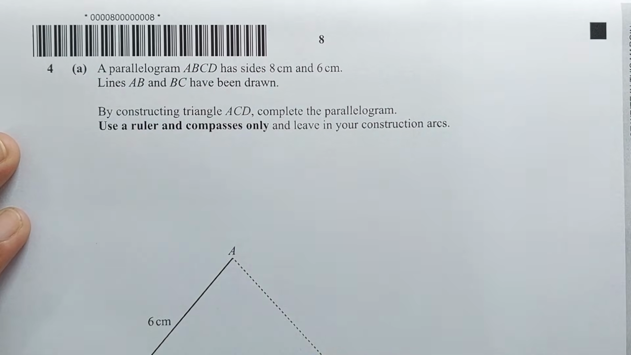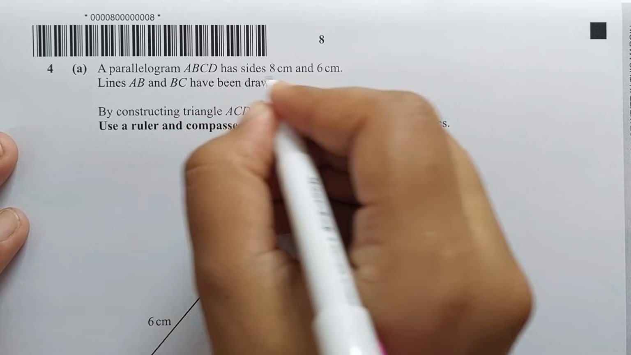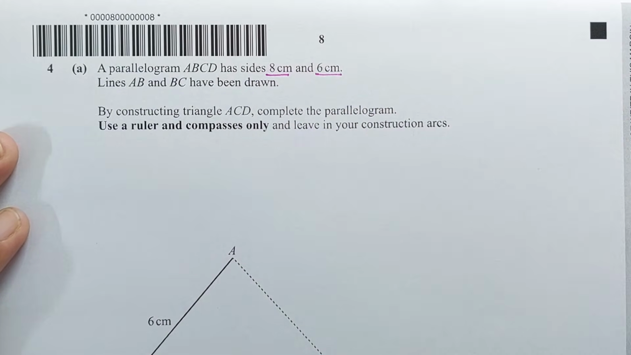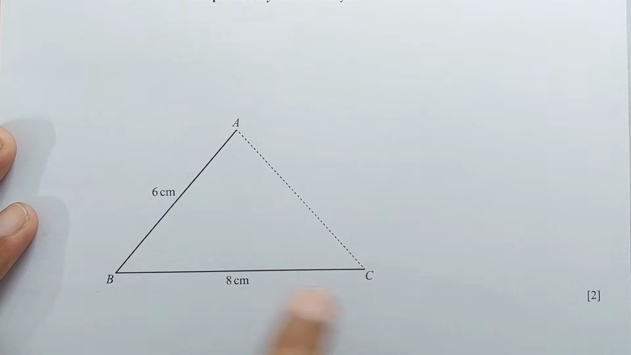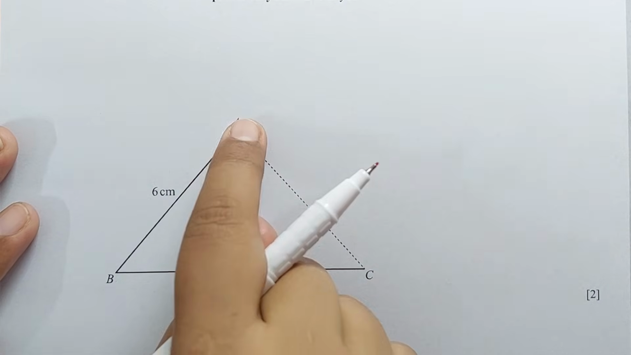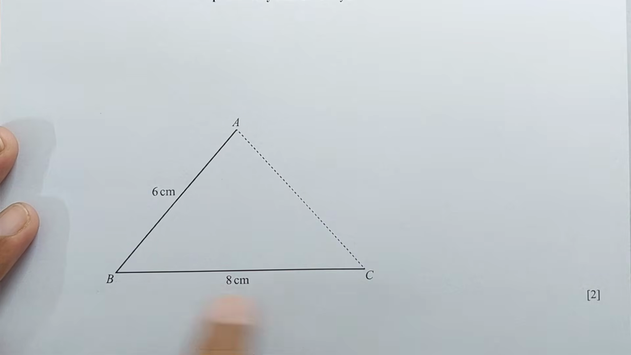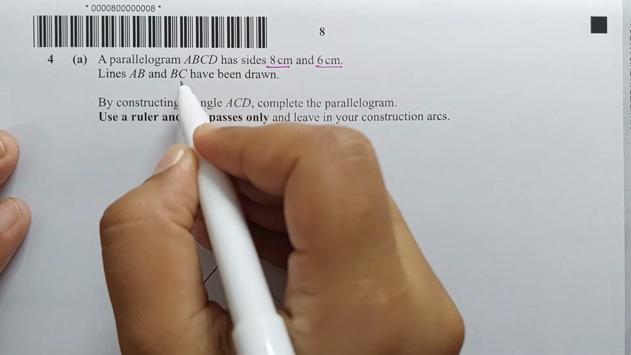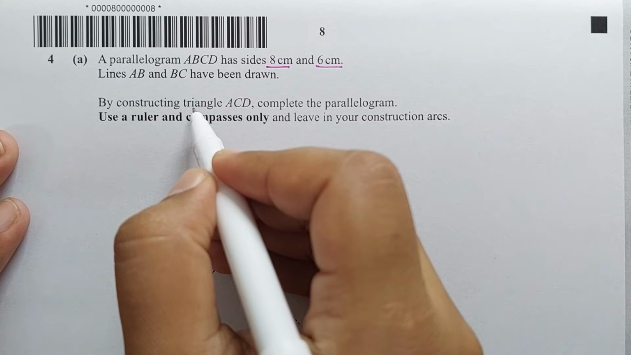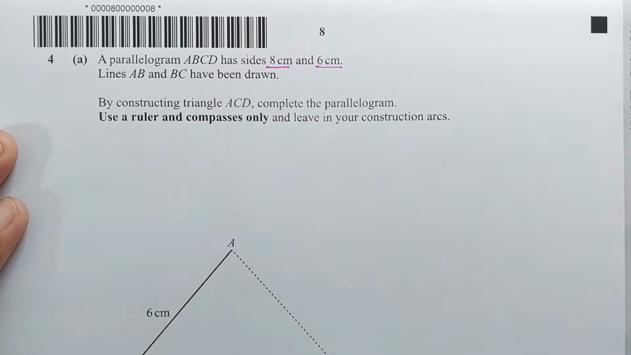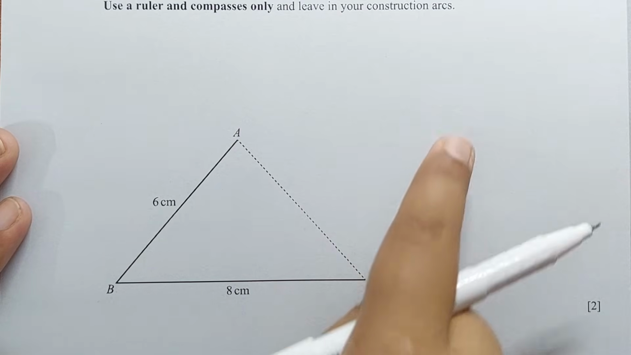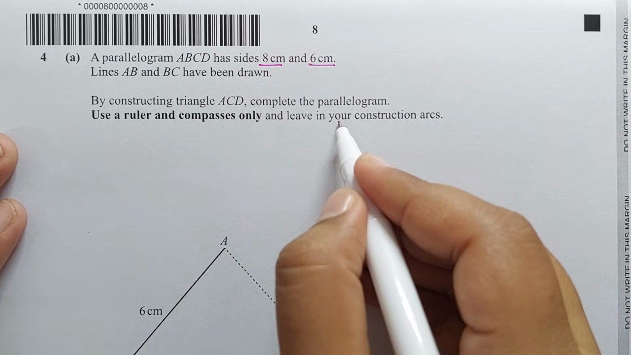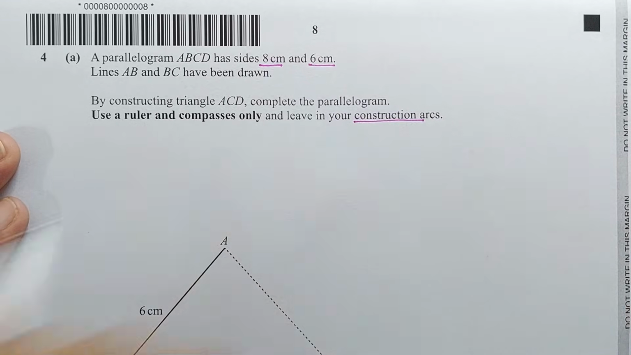Question number 4, part A. A parallelogram ABCD has sides 8 centimeters and 6 centimeters. Okay, ABCD is a parallelogram. We have A, B, C, and D. This is 6 centimeters, 6 centimeters, 8 centimeters, and 8 centimeters. Line AB and BC have been drawn. Construct triangle ACD. You have to construct a triangle A, C, and D over here. Complete the parallelogram, use a ruler and compass only, and leave in your construction arcs.